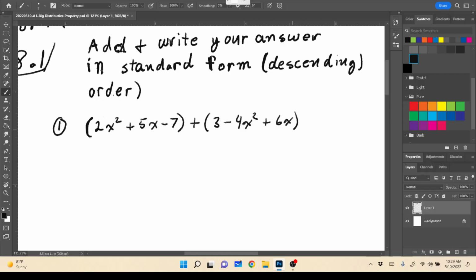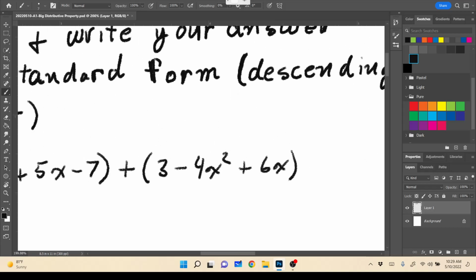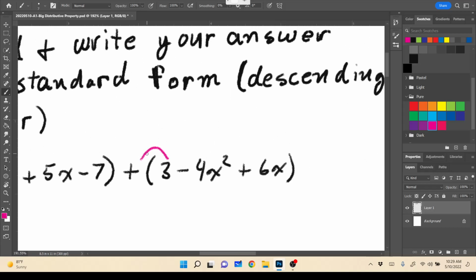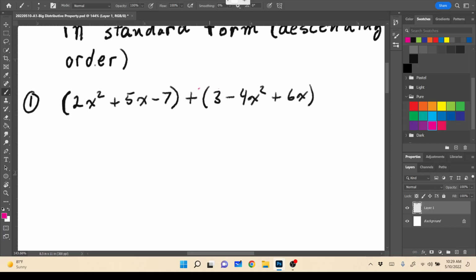Right. Okay? So, if this was a distributive property problem, then we would be distributing 1. What is 1 times anything? Itself. Right? So what is happening in this particular problem is these parentheses are pointless, because that's a plus. So the first step in this type of problem is we're just going to get rid of those parentheses, make them poof and go away, because we don't need them. 2x squared plus 5x minus 7 plus 3 minus 4x squared plus 6x.